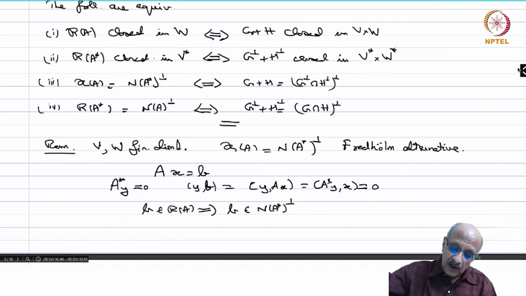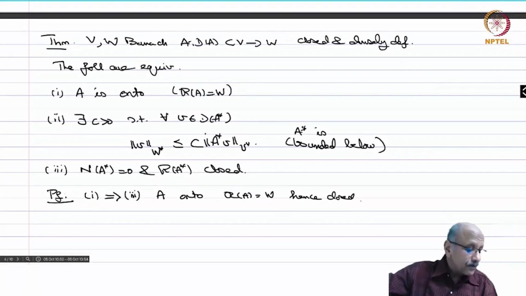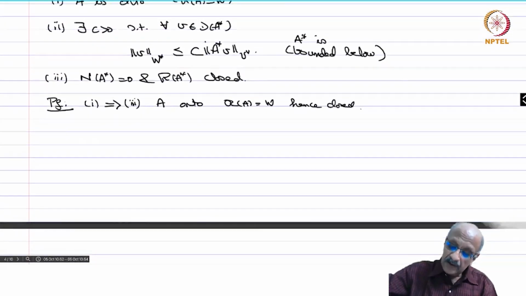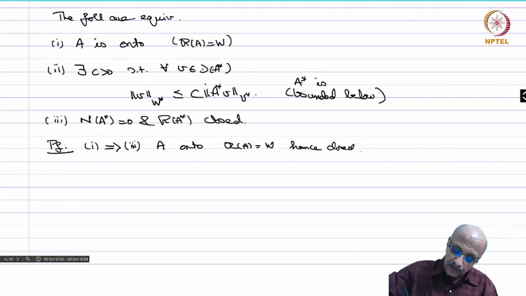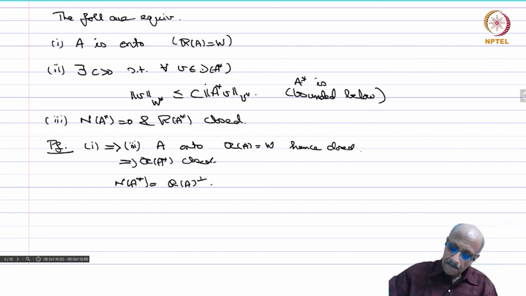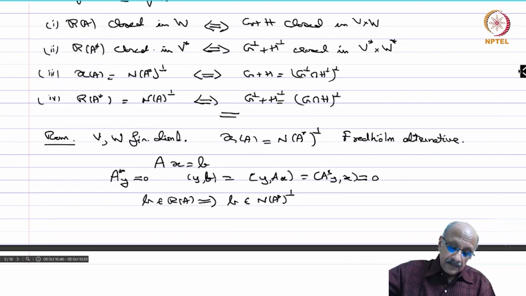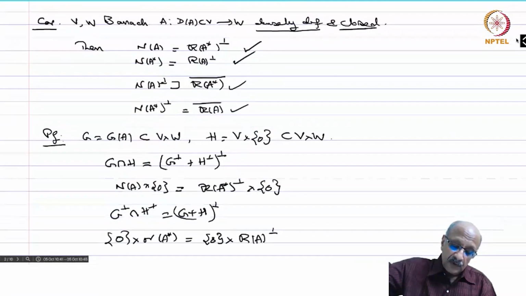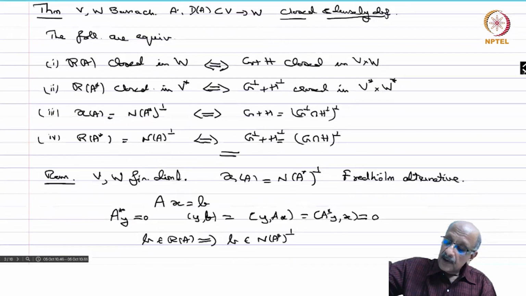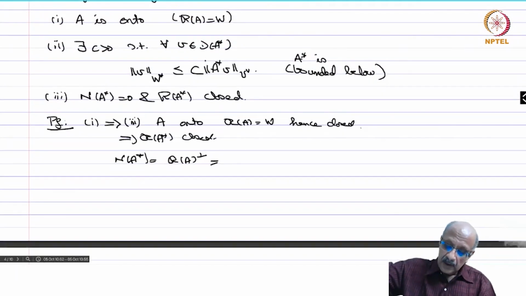So the range of A star will be N(A) perp. And in fact the range of A star will be closed. So the range of A closed implies the range of A star is closed. And you also have N of A star is the range of A perp. And since the range of A is all of W, that we have proved even much before, N of A star is the range of A perp, and since the range of A is the whole of W, this has to be 0. So this proves 3.